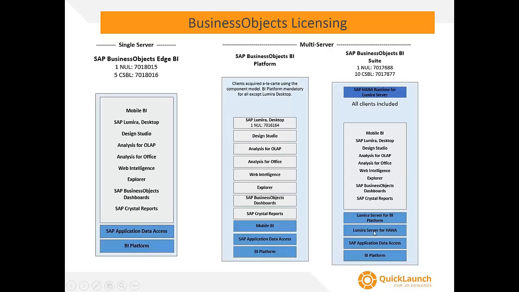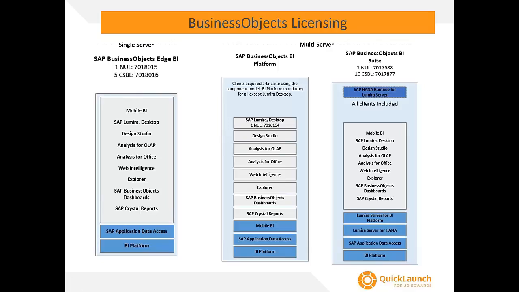And it does include a Lumira server, a HANA runtime instance. HANA is a totally different subject for a different day, but that is something that's available. From a licensing perspective, it is cheaper to license the BI suite than to license Edge and Lumira server combined. But it's very close, it's almost a wash.